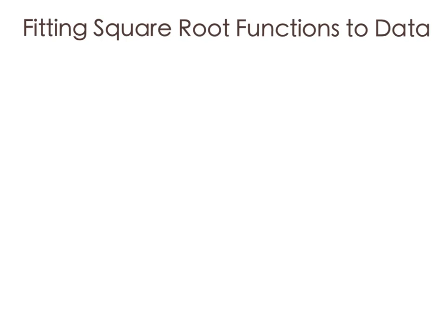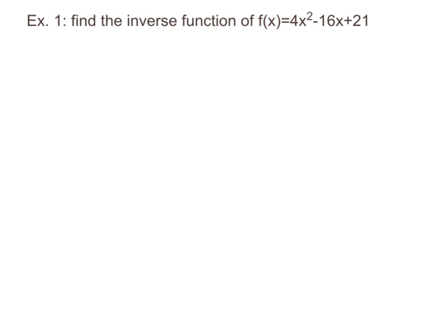This video is on fitting square root functions to data. Alright, so we're going to start off doing an example. We're going to find the inverse function of f of x equals 4x squared minus 16x plus 21. We've already talked about finding inverse functions, only this time we have a quadratic. So there's some different things we're going to need to do before we can do that.